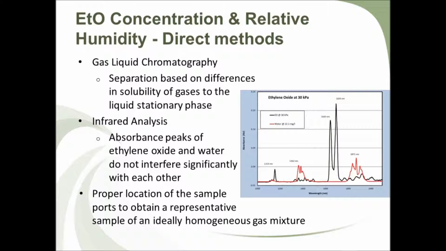In infrared analysis, the absorbance of the gaseous components is measured at a particular wavelength. The graph on the right shows this. The black line is ethylene oxide, while the red line is water vapor, which is also a measure of relative humidity. You can see that the major absorbance peaks of ethylene oxide and water do not interfere significantly with each other, making this method viable. The ports where samples are taken should be properly located to obtain a representative sample of an ideally homogeneous gas mixture.